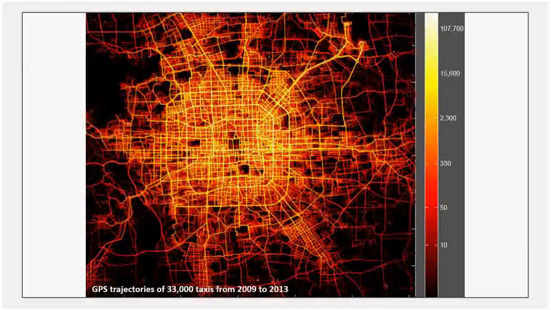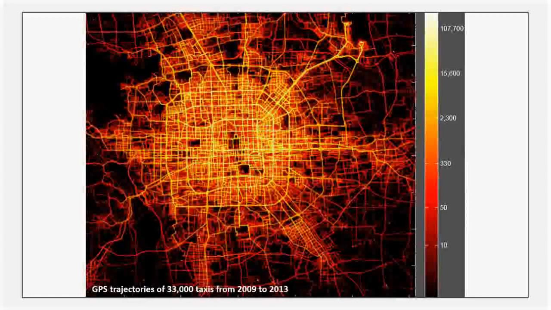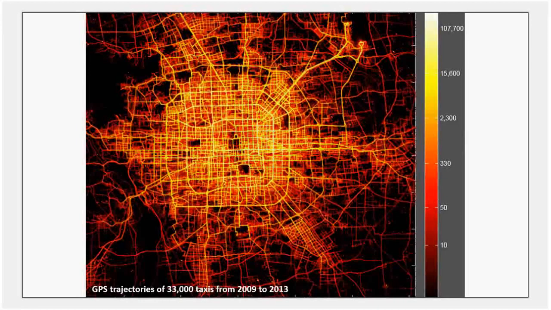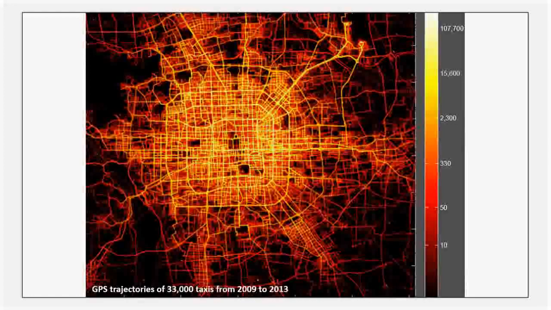Last but not least is a GPS trajectory data set generated by over 30,000 taxi cabs in Beijing. This is a visualization of 3 months of data. Well, the lighter, the denser. The data tells us not only the traffic pattern on road surface, but also the citywide human mobility pattern, because we know where people get on a taxi and where they get off a taxi.